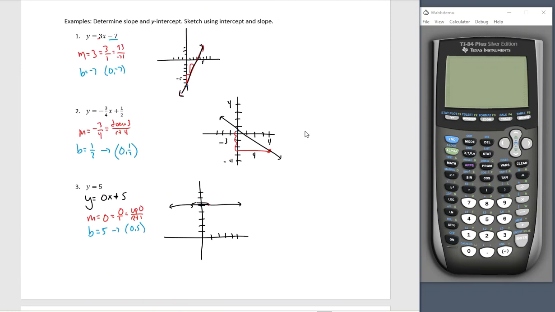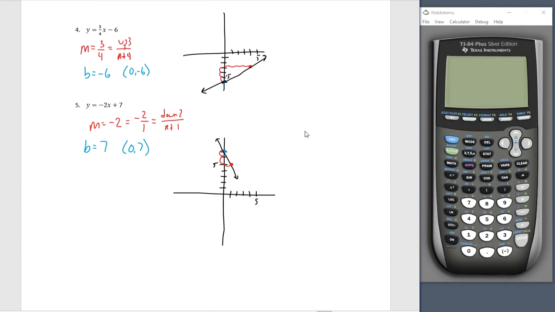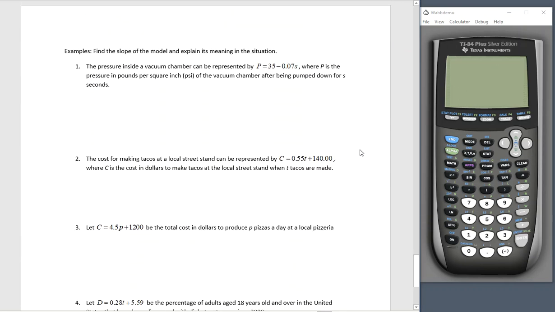Sketching the graph given slope-intercept form, pretty straightforward if you could identify the slope and the y-intercept. All right, now let's look at real-life situations. These are called models. Find the slope of the model and explain its meaning in the situation. So let's use red for slope again.